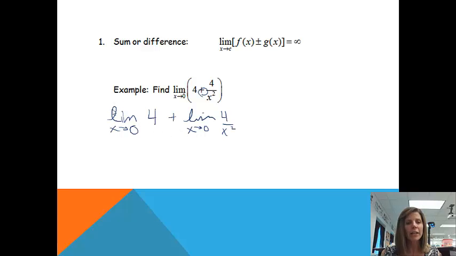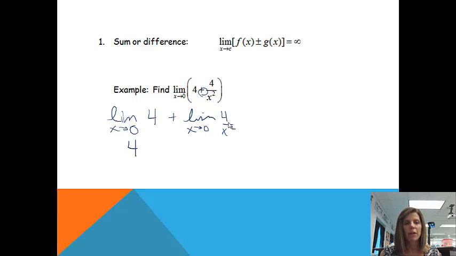All right, in this first one, to find the limit as x approaches 0 of 4, we want to try to use direct substitution. You will notice there's no place to plug in 0 because there's no x. So basically that just means that this answer will always be 4. So the limit of that function is 4.